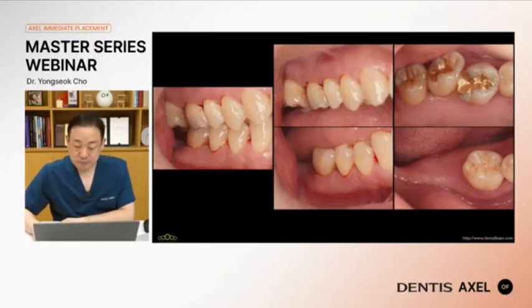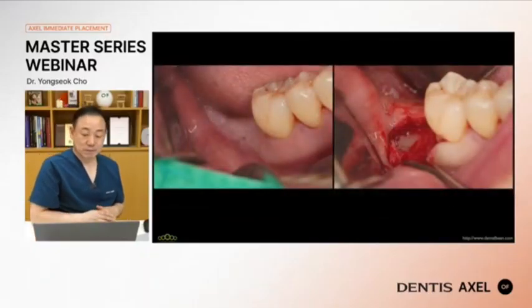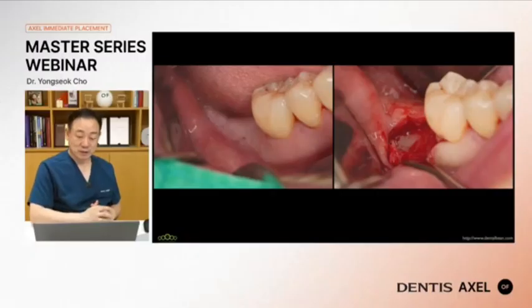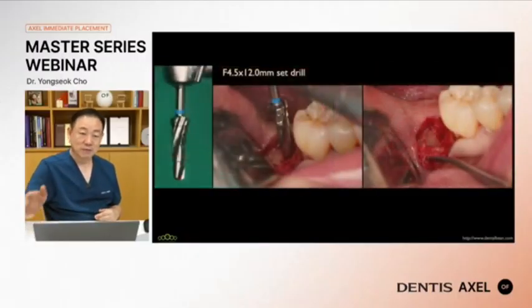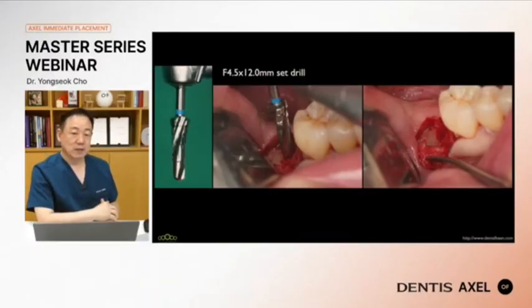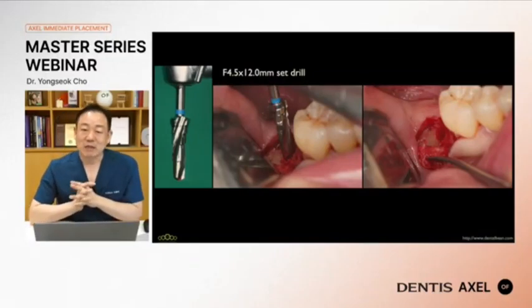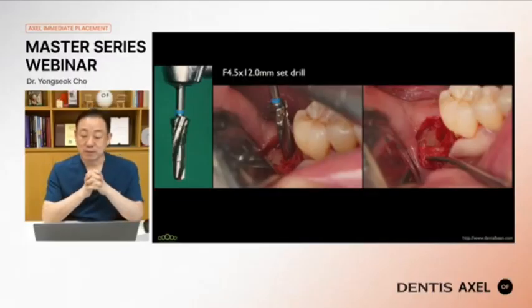And I do flapless surgery or flap surgery depending on the situation. In this case, I decided to do flap surgery. Okay, like this. Envelope flap elevation was done, and about 5 mm distal from the gingival margin of number 6, I selected the entry point and prepped the osteotomy. It was normal bone density, so I used the drill as normal. Final was a 4.5 by 12 mm set drill.